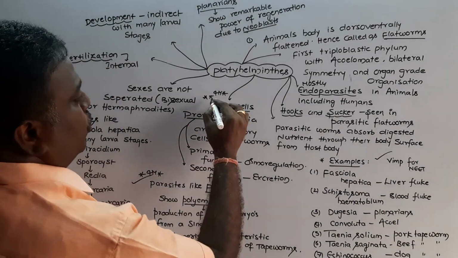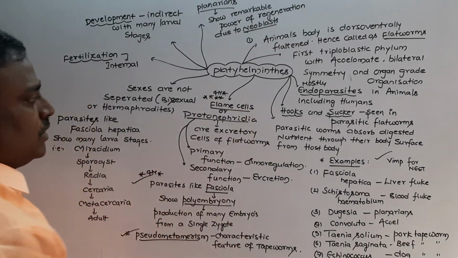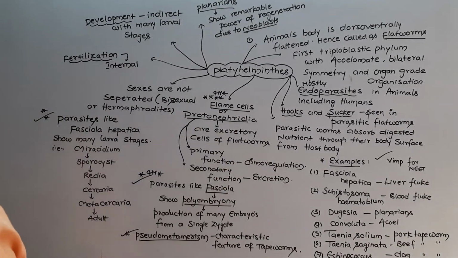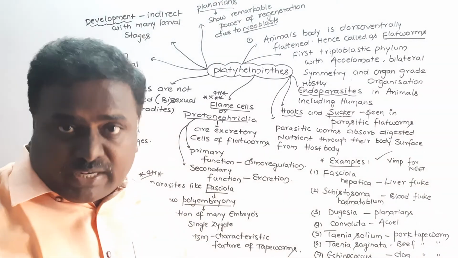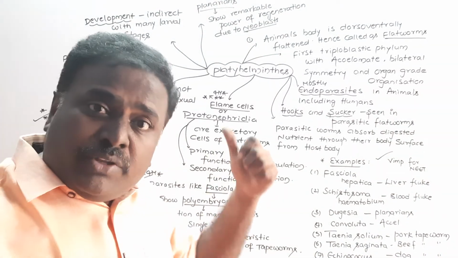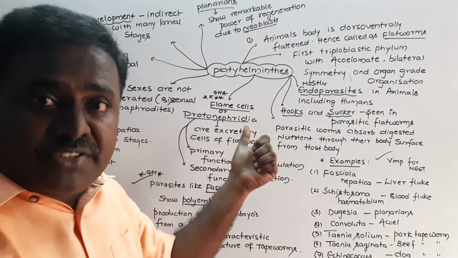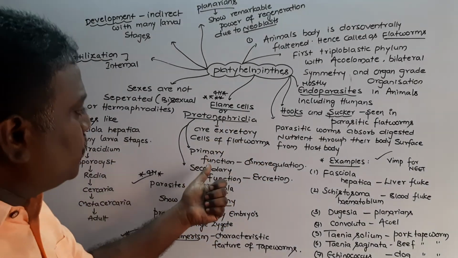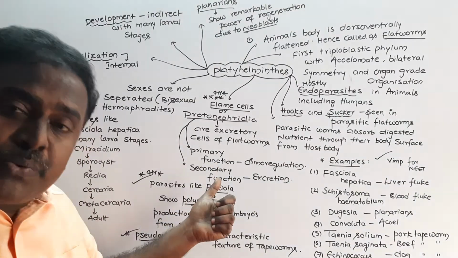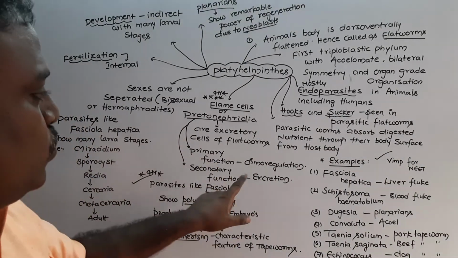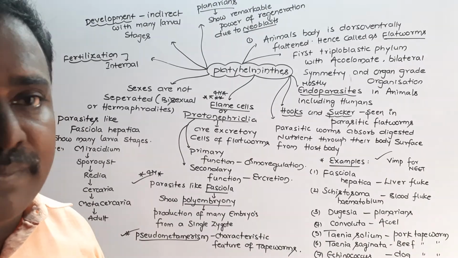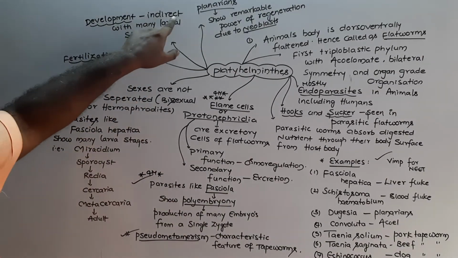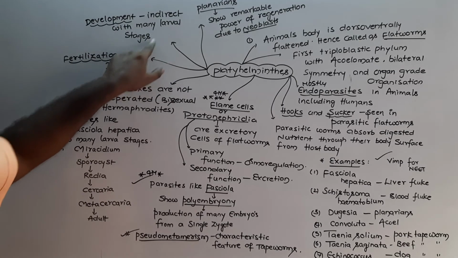And the flame cells, the most important question, otherwise called Protonephridia. These are the excretory cells of flatworms. Even though we call them excretory cells, their primary function is not excretion. Their primary function is osmoregulation, and the secondary function is removal of waste, which is what you call excretion. Fertilization is internal. Development is indirect with many larval stages.